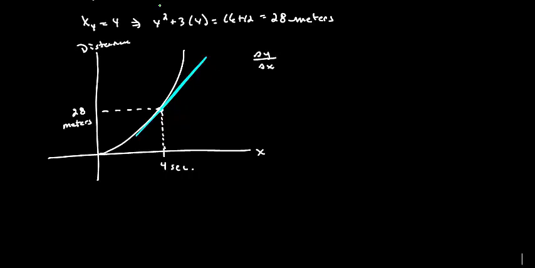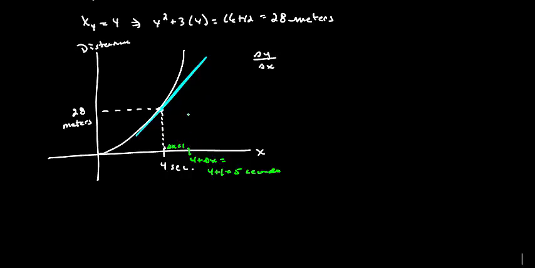Well, what I'm going to do is grab another point that's just off of 4 seconds. So we're going to go a little bit over. We'll call that a little bit of change in x, a single variable by itself, just delta x. I don't know what delta x is. Maybe delta x is 1 second. In fact, let's do that. Let's say delta x is 1 second. So now we're over here at 4 plus delta x, which is 4 seconds plus 1 second, or 5 seconds.